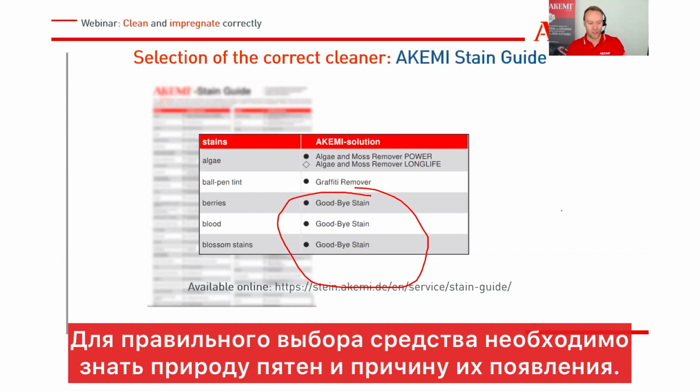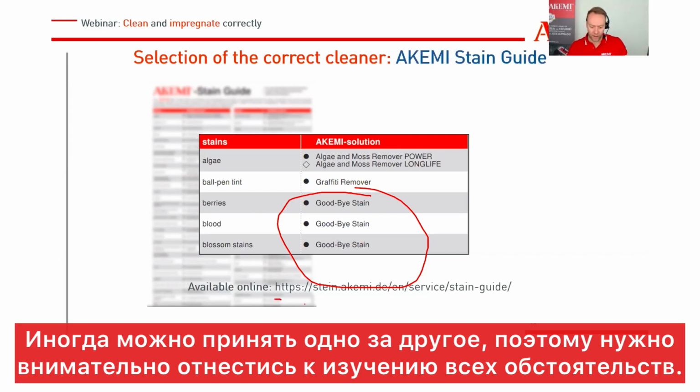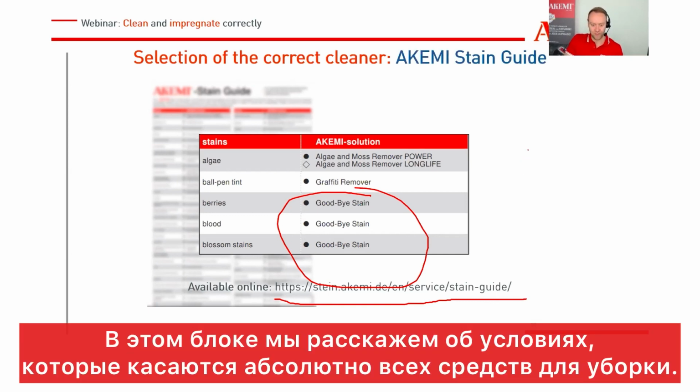So always consult the stain guide. You can find it under service, stain guide on our website. It's available in German and English. And if you cannot find your stain here, or you're not sure, because sometimes stainings look alike. You're not sure, is it an organic staining, some wood marks, or is it rust? Both of them sometimes look a little bit yellowish, brownish. So you can always send us pictures, and then we can talk and find the right product for your case.